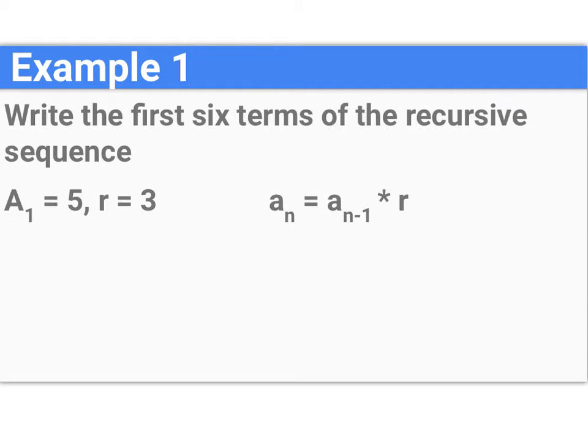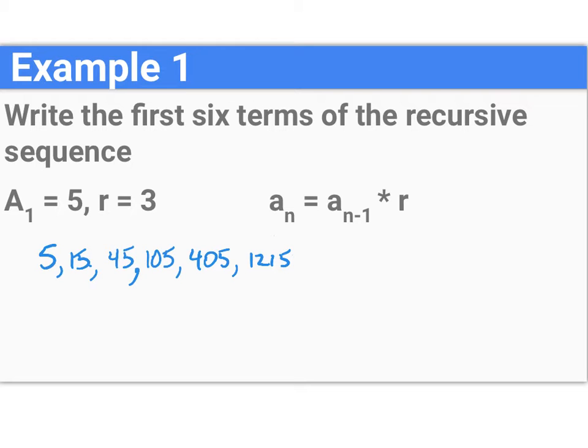Write the first 6 terms of the recursive sequence. You don't even have to use the formula for this one. If your first term is 5 and you multiply by 3, you get 15. Multiply by 3, you get 45. Multiply by 3, you get 135. Multiply by 3, you get 405. Multiply by 3, you get 1,215.